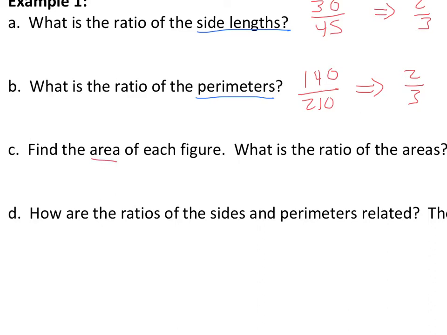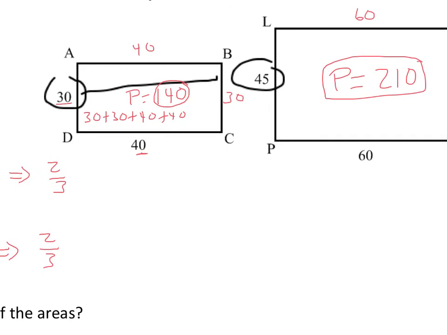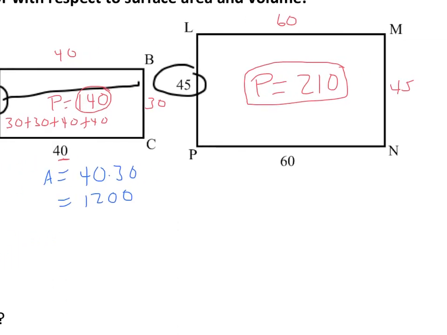Find the area of each figure. Okay, to get a ratio of areas. Well, if you remember the formula for area, it's base times height, so 40 times 30. So the area of this shape is 1,200. In the next one, area would be equal to 60 times 45. So the area for this one is 2,700.